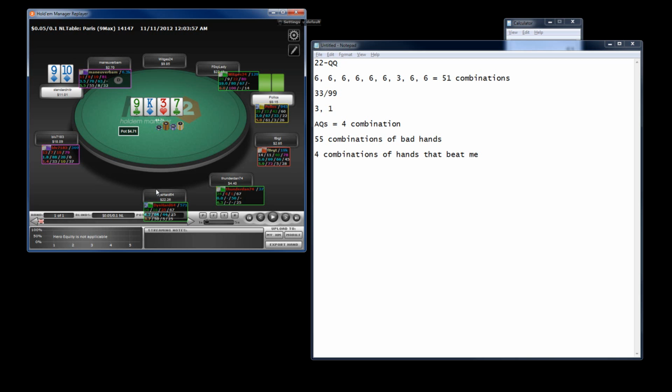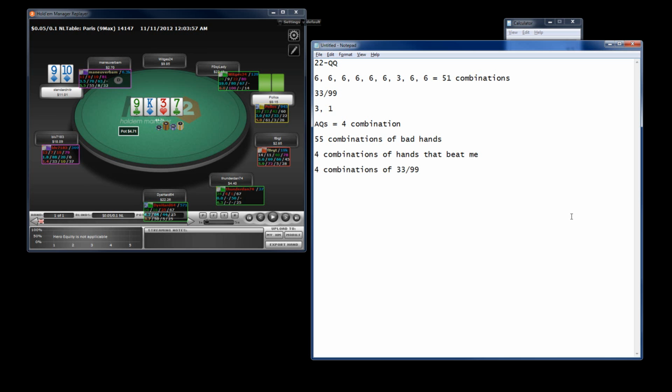So I kind of have to think about his range. I really don't think he's going to have ace-king that often, so I'm going to heavily discount that. And the 7 is kind of an irrelevant turn. I don't expect that 7 to help him at all. So now let's think about this: there's 4 combinations of 3-3 and 9-9.